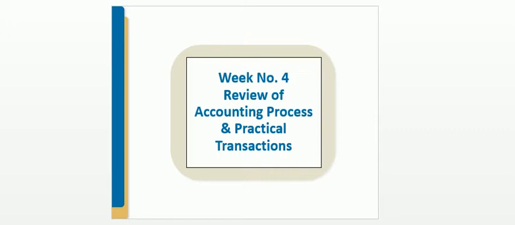This is the start of week number 4, the review of accounting process and practical transactions. Till now we have completed the different parts of accounting: the basic definition of accounting, the purpose of accounting, the branches of accounting, and I have told you the basic importance and vitality of accounting in different organizational structures. Then I also elaborated the different forms, along with the advantages and disadvantages, of different organizations like the sole proprietorship, the partnership, the corporation.